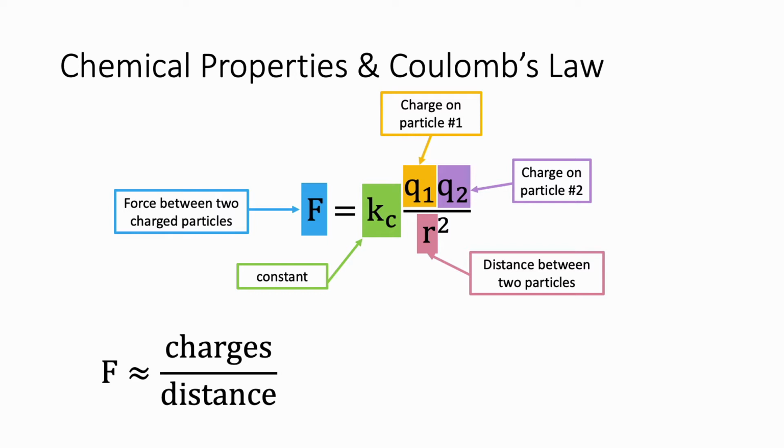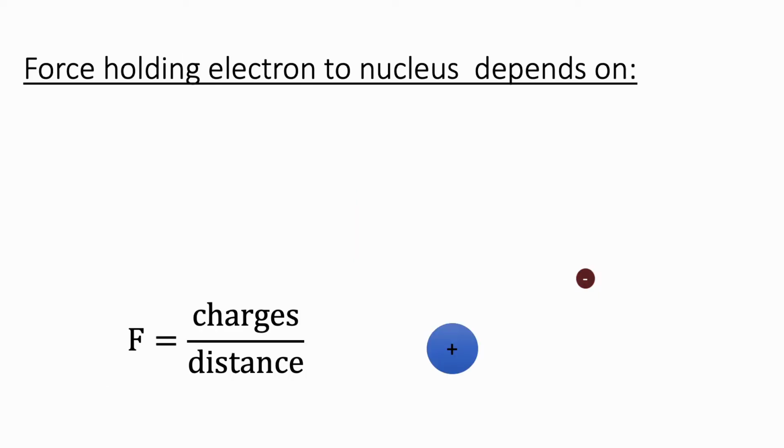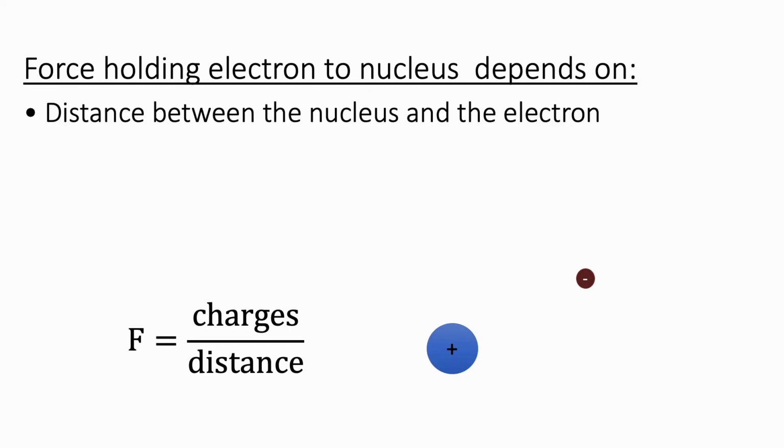Now let's take Coulomb's Law and put it in the context of an atom. So we need to think about the force that's holding that electron to the nucleus. And that's going to depend on the distance between the nucleus and the electron and the charge on the nucleus. Now you might say, why not the charge on the electron? Well, it does depend on that, but the charge on an electron is constant. Different nuclei have different charges. So the charge on the nucleus of a given element will be different from the charge on the nucleus of a different element. So we're really going to focus on the nuclear charge and the distance.